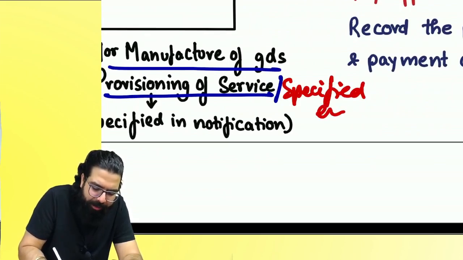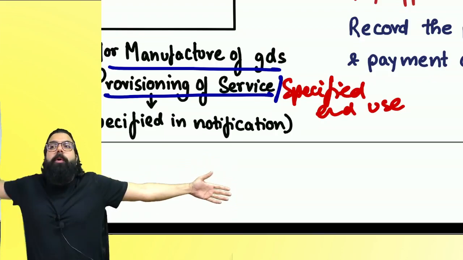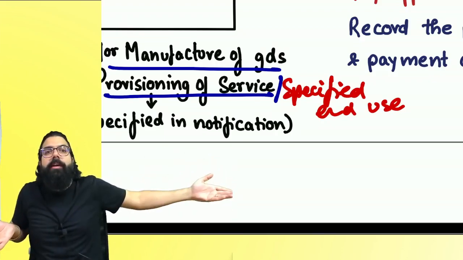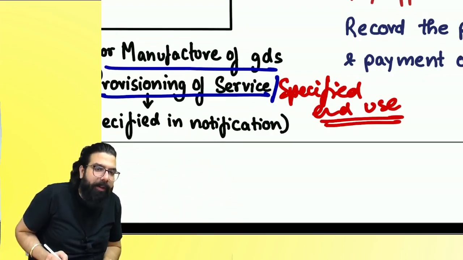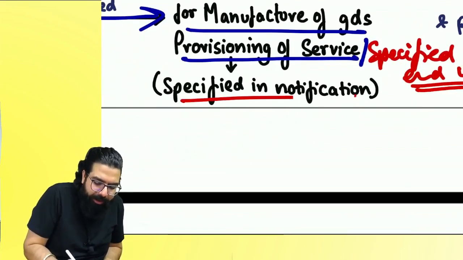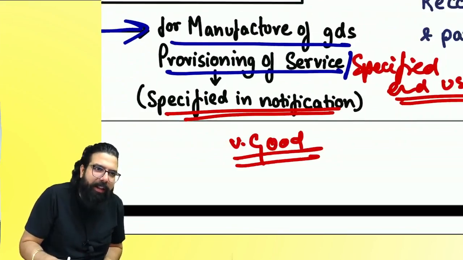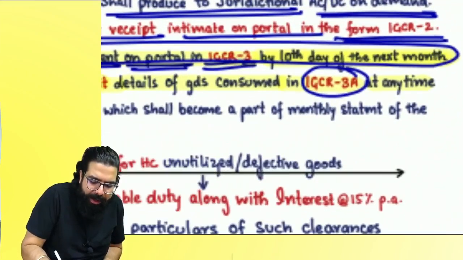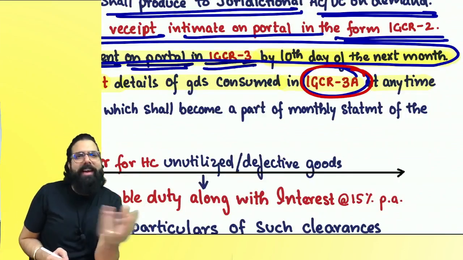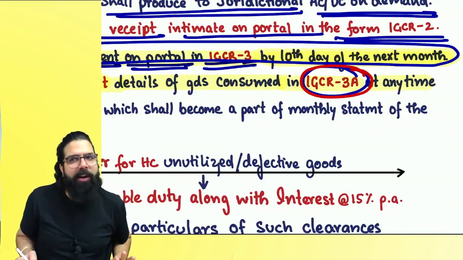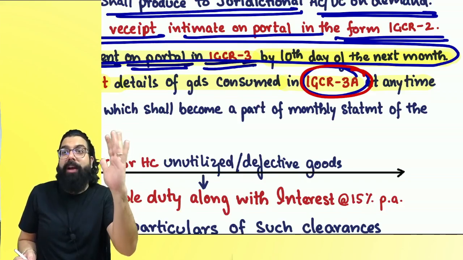supplied for specified end use means you sold it. Supposing you imported parts of a mobile phone and you sold it to a manufacturer of mobile phones. Then if you have supplied for the specified end use, whatever was specified in the notification, very good. You can now tell the government, and the government will recredit the amount in your bond account. You can apply in IGCR 3A. Is my point sharp and clear to all? Are you able to visualize everything?